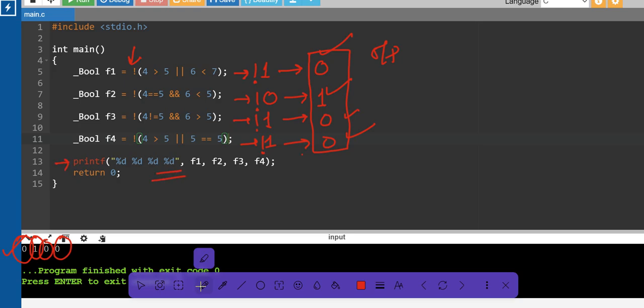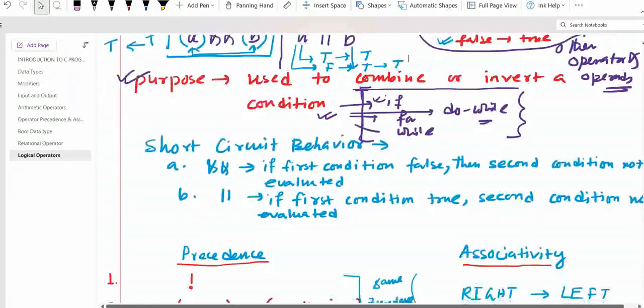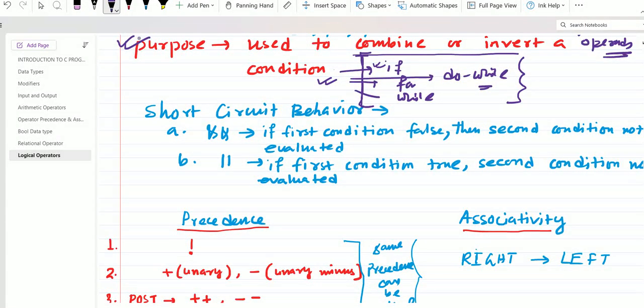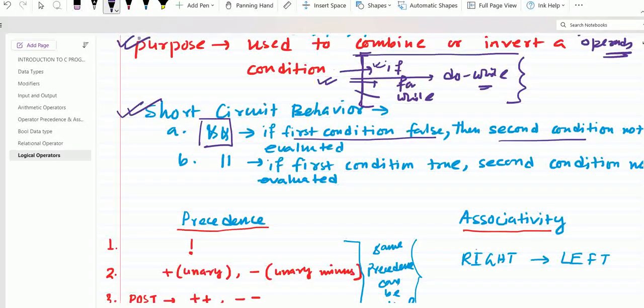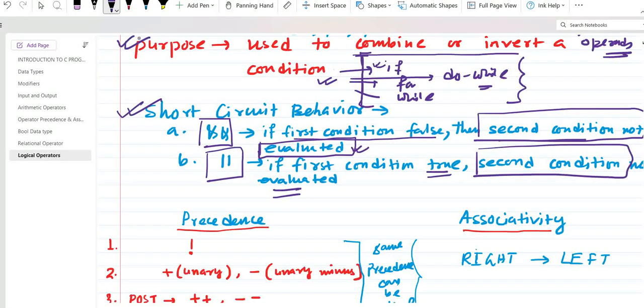Okay, now another point I need to discuss: short circuit behavior. Let us focus here, related to the logical operators. As I just mentioned, for the logical AND operator, if the first condition is false, then the second condition is not evaluated. That means the compiler does not even consider evaluating the second condition. So it will save time. Simple. That's why it is called short circuit behavior. On the other side, for logical OR, if the first condition is true, then no need to evaluate the second condition.